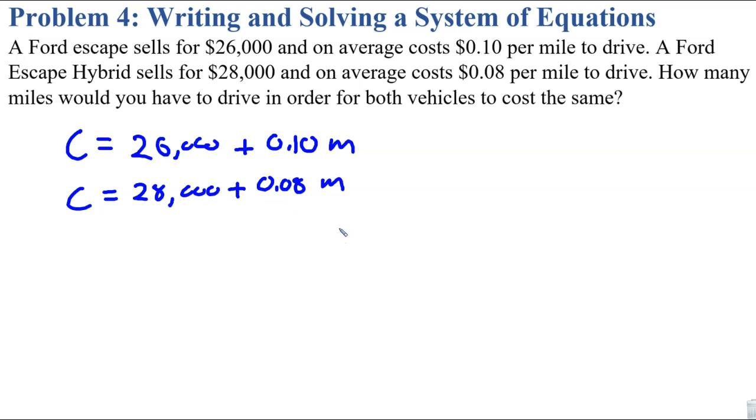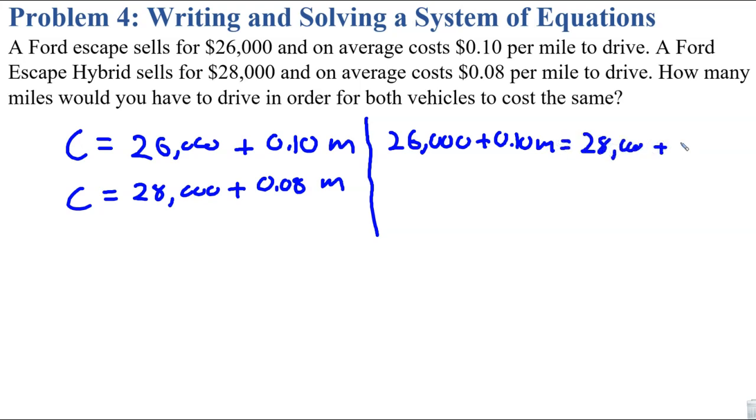And probably the easiest way to solve this would just be with my substitution method. Both these equations are already solved for C. So what I can do is just set these two equal to each other. I can think about plugging in for this C the 26,000 plus 0.10m. So let's go ahead and do that. We'll say that 26,000 plus 0.10m is equal to 28,000 plus 0.08m.